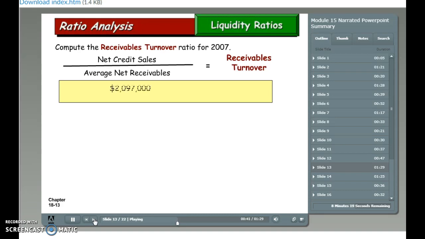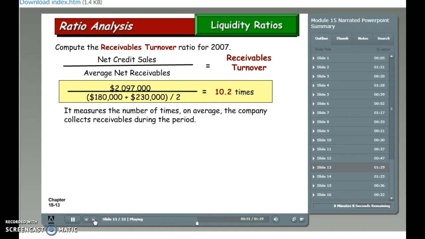For Quality, the net credit sales divided by the average net receivables is 10.2 times. The receivables turnover ratio measures the number of times the company collects its receivables. Quality collected its receivables 10.2 times during 2007.